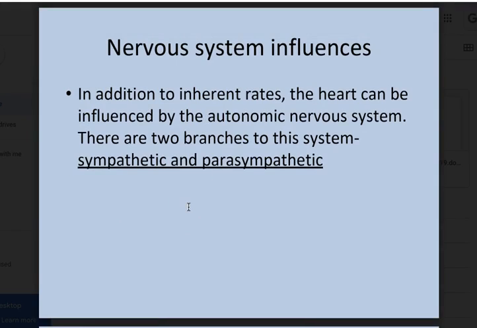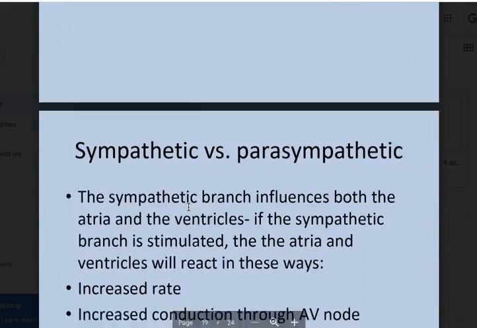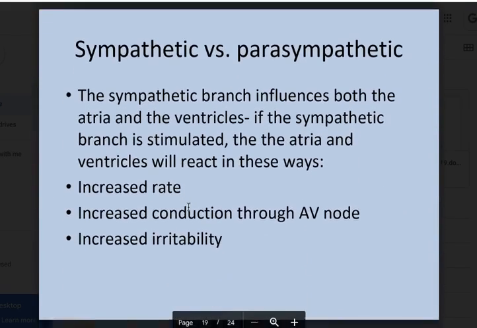All right, nervous system influences. In addition to the inherent rates, the heart also can be influenced by the autonomic nervous system, the ANS. If you've had basic anatomy, you kind of know a little bit about that autonomic nervous system. We're not going to get into too much detail about it, but I want you to know one simple difference between the sympathetic and parasympathetic nervous system and how it affects the heart. Like I said, we're not going to get super into it.